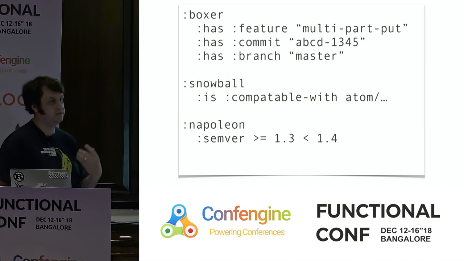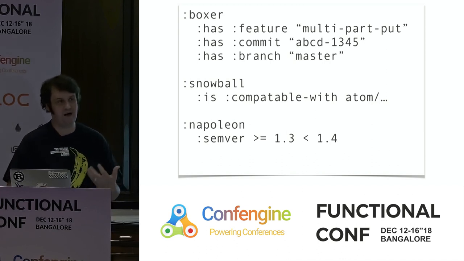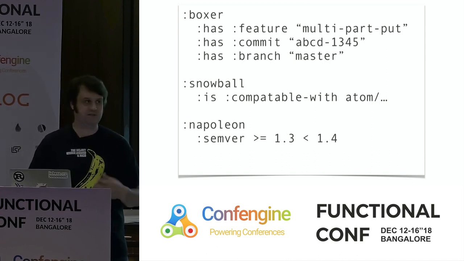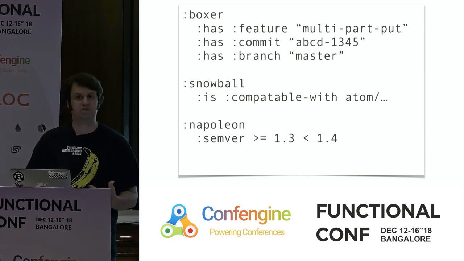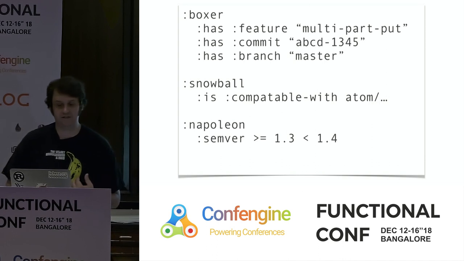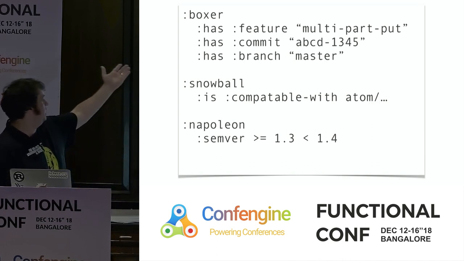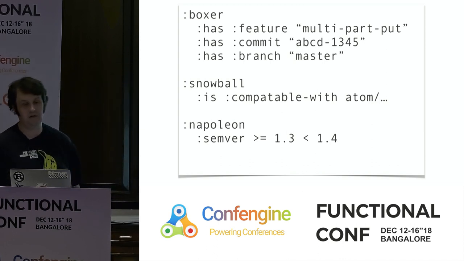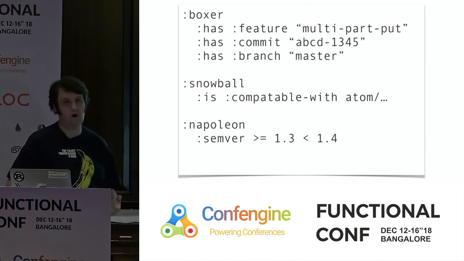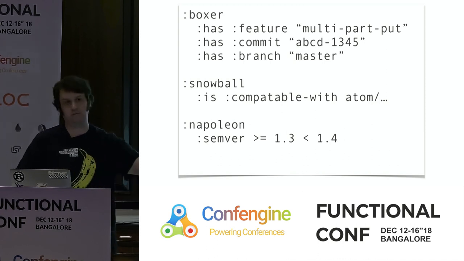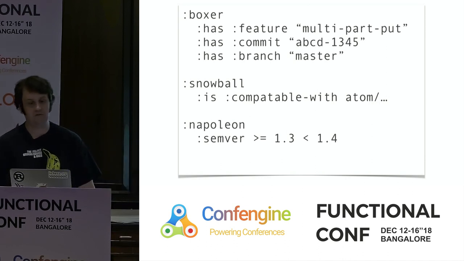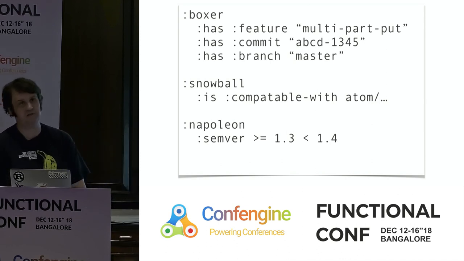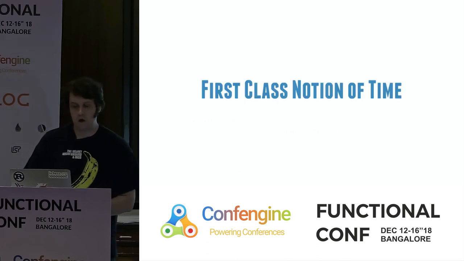We can then start to write interesting queries. So instead of having a version constraint where we say, I depend on version 1.21, we can start to make more interesting queries to say, what are my dependencies? I might say that I definitely need this feature, or I definitely need this commit. I might say I want my dependencies to be compatible with each other. I want to actually check their compatibility API. Or more traditionally, I could say I want the semantic versions. But we also want to have a first-class notion of time.